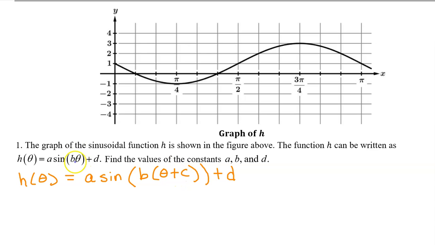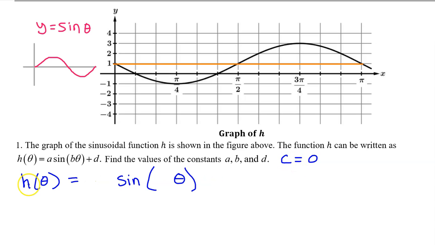The fact that there is no plus c means that c is equal to 0, meaning that there is no phase shift. The lack of a phase shift means that one period starts right here at 0. The fact that this period of h of theta is upside down compared to the parent function y equals sine theta, which looks like this, means that the a value is going to be a negative number.